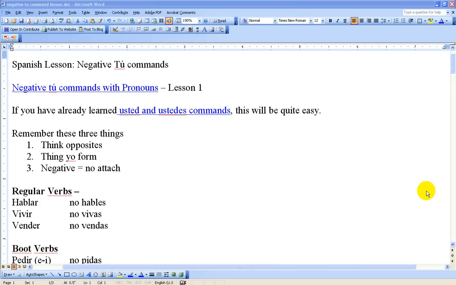So we're going to look at making negative tú commands in Spanish. These are commands that you would use with maybe your brother, your sister, a friend, someone you're familiar with, somewhere where you don't need to show respect, like maybe for your teacher or a waiter at the restaurant or something like that. You're not going to use these for those people, but in a more familiar setting.